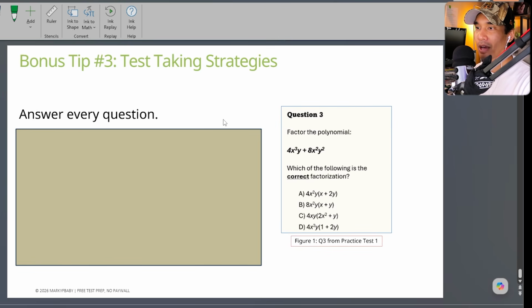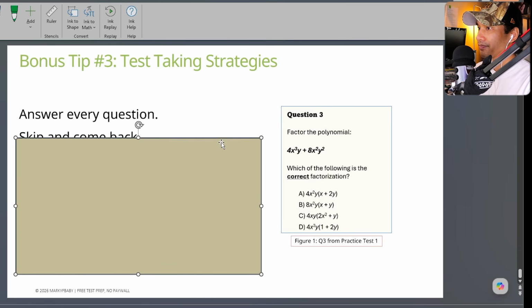Definitely work on that problem and try to figure that out. Maybe choose D and then everything else B. But you get what I'm saying there, right? Make sure you answer every question. Let's go on to the next test taking strategy.